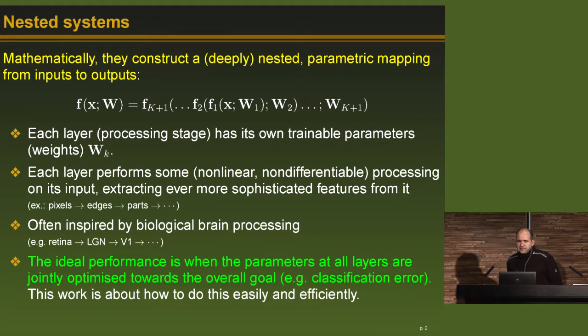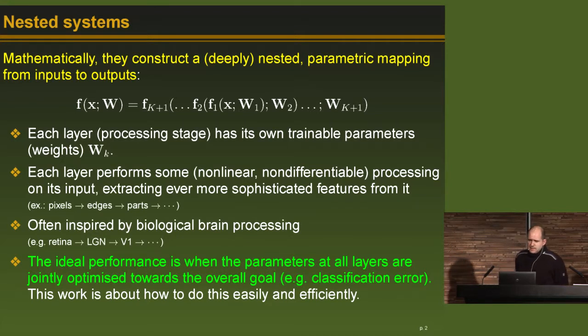So what all these systems have in common is the fact that mathematically they construct a nested function. The function has parameters at each layer. The parameters are indicated here by W1 for the first layer, W2, the second one, etc. And what we want when training such a system is that ideally we would like to optimize some objective function such as the classification error over all the parameters at all the layers.